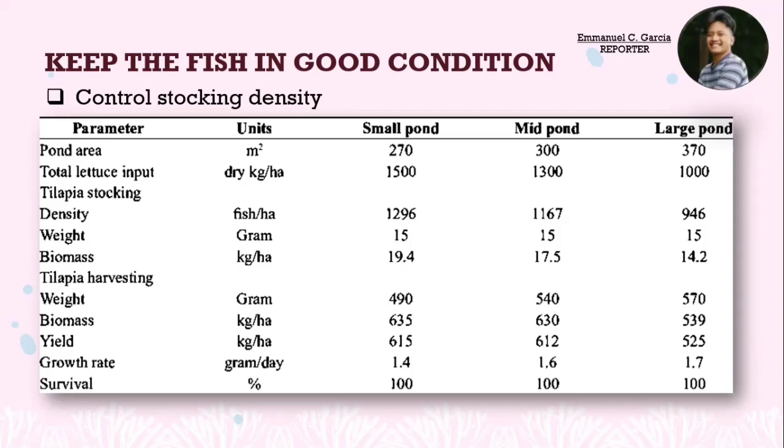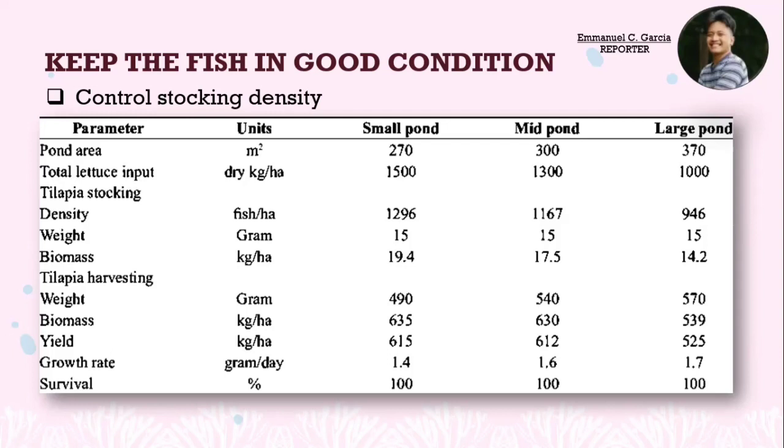Stocking density, or stocking amount or stocking rate, is the quantity of fry or fingerlings per unit of water. It has direct effects on growth, survival, and production. So here, the example is tilapia stocking.